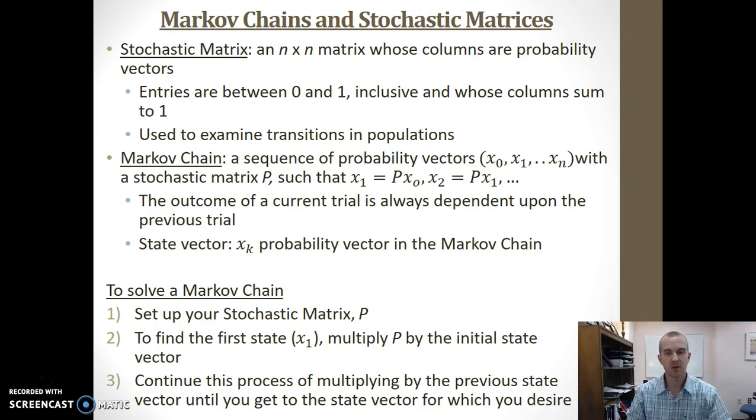Now, when we take that stochastic matrix and apply it in a Markov chain, what we're doing is looking at a sequence of how the states are changing from one state to the next. Every state is always determined by the previous state being multiplied by the stochastic matrix. So when we want to solve this, we first need to find our stochastic matrix, and we're going to multiply it by the initial state vector, which we could call x naught, and that'll give us the first state. And then to create the second state, we'd multiply our stochastic matrix by what we just found to be the first state. So it's always taking the stochastic matrix, multiplying it by the previous state.